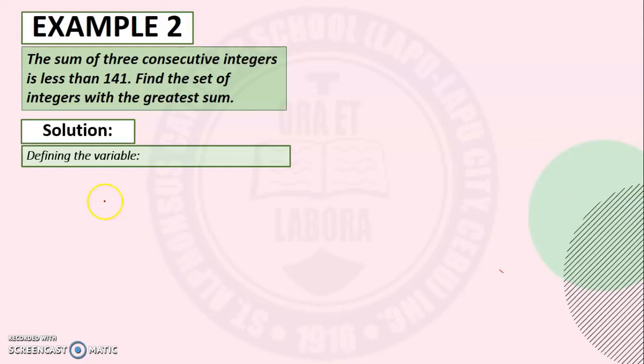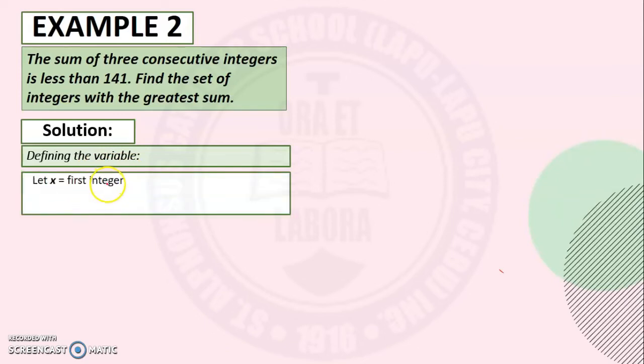So first, let's define the variable. We will have 3 unknown values here. For the smallest integer, or the first integer, we can represent that as x. So let x be the first integer. Now since these 3 integers are consecutive, our second integer will be x plus 1 and our third integer will be x plus 2.